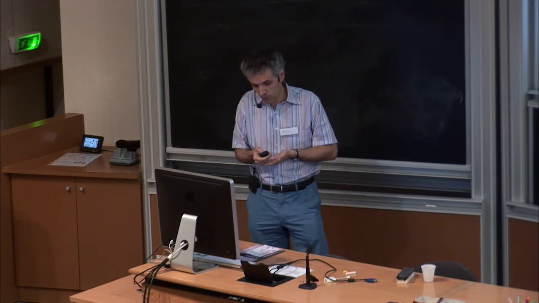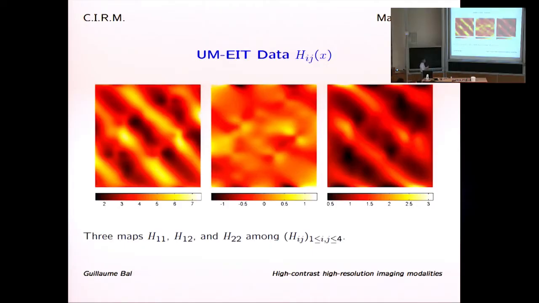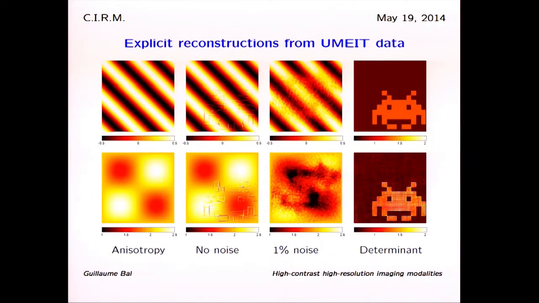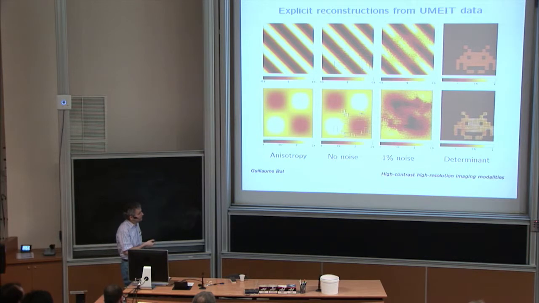Here is one last example I want to show you. These are data for another problem. This is what you observe. This is internal information, but this doesn't provide the solutions nonetheless. You have to work relatively hard to extract anything out of this. And here are the reconstructions. This is the anisotropy. This is the determinant. Here, the ellipticity theory tells us the determinant should be much better reconstructed in the presence of noise than the anisotropy. And this is indeed the case.